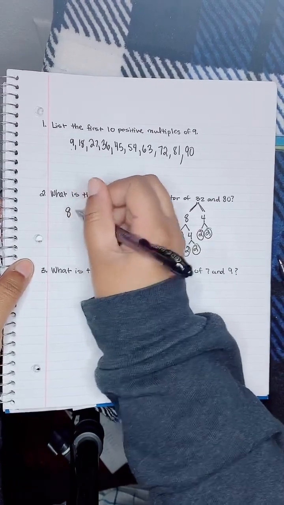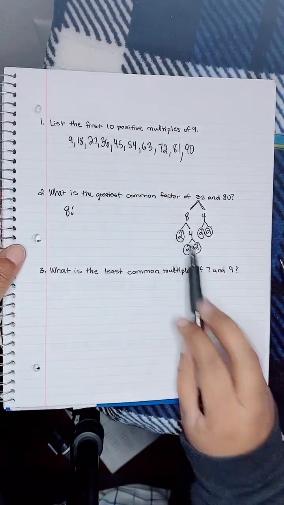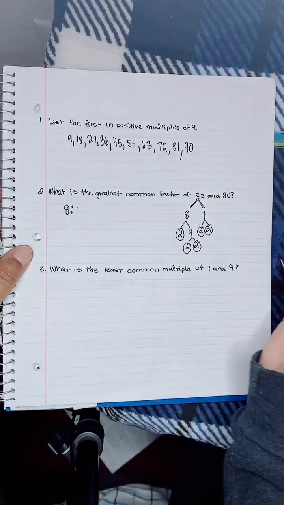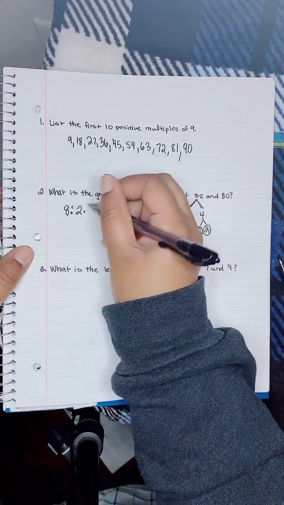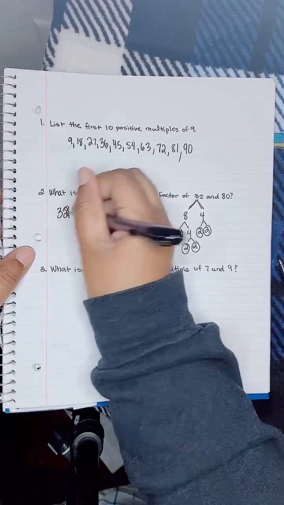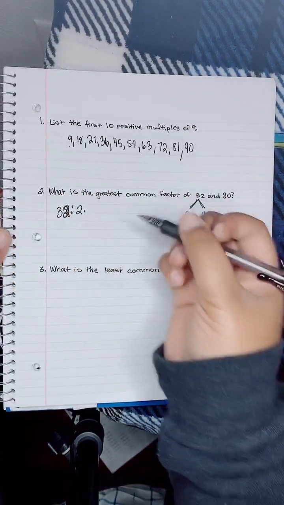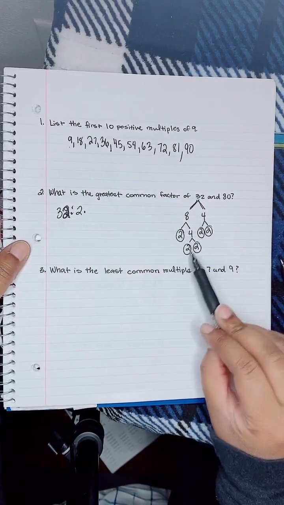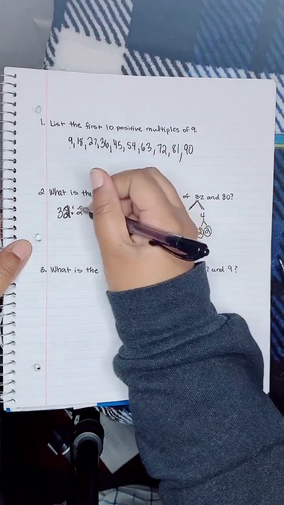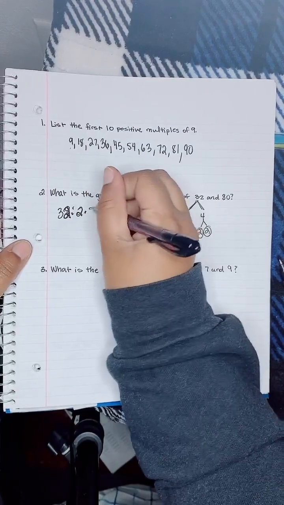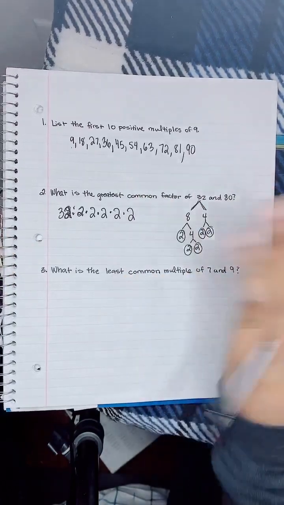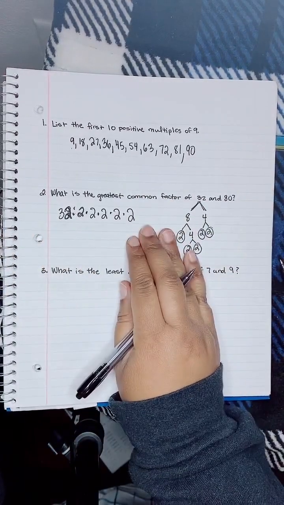So I put my 8, and then I say, how many 2's do I have? 1, 2, 3, 4, 5. Oh, we put 32. I was like, what? 8 doesn't have that many 2's. Hold on now. So 1, 2, 3, 4, 5. So we do 2 times 2 times 2 times 2 times 2. Okay, so we got the 32.